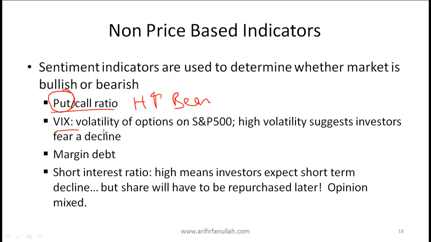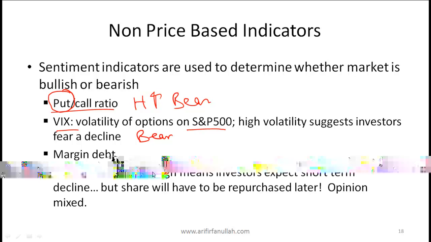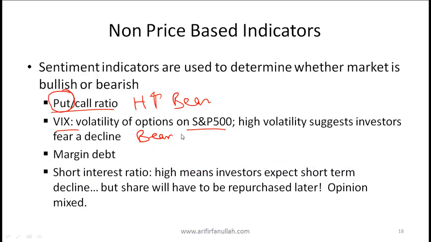VIX talks about the volatility of options on the S&P 500. High volatility of options suggests that investors fear a decline. Hence, this is a bearish signal. For those who don't know, a bearish sign means that people expect stocks to go down. Bullish means that investors expect stock prices to go up.